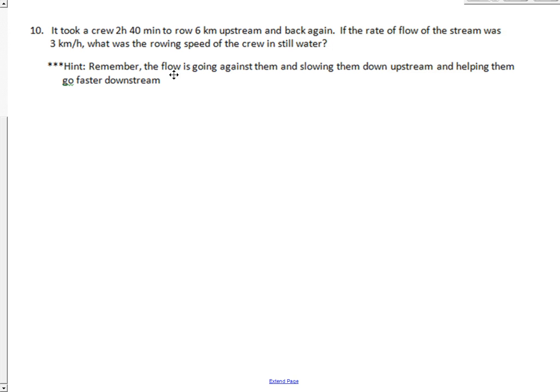All right, here is number 10 on the 1.3 to 1.5 test review. It took a rowing crew 2 hours and 40 minutes to row 6 kilometers upstream and back again. If the rate of flow of the stream was 3 kilometers per hour, what was the rowing speed of the crew in still water?